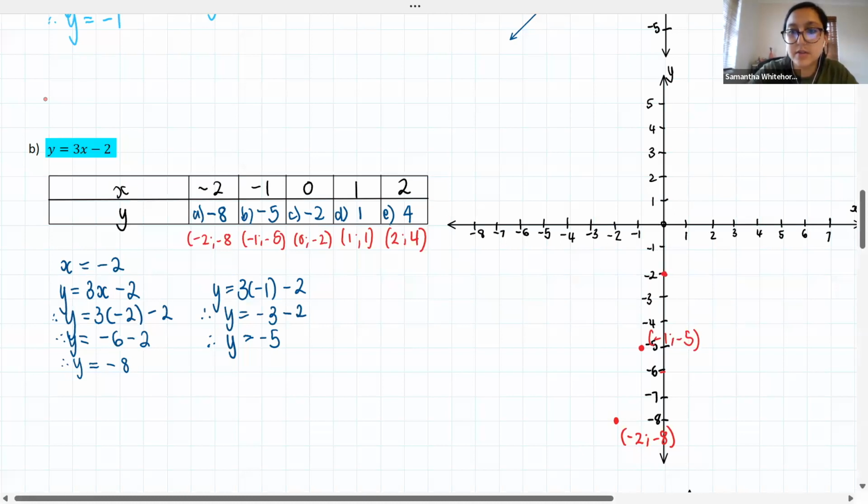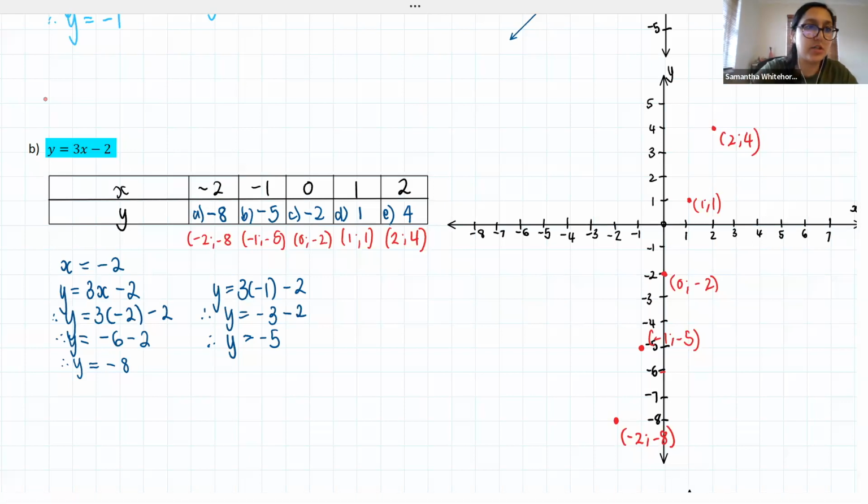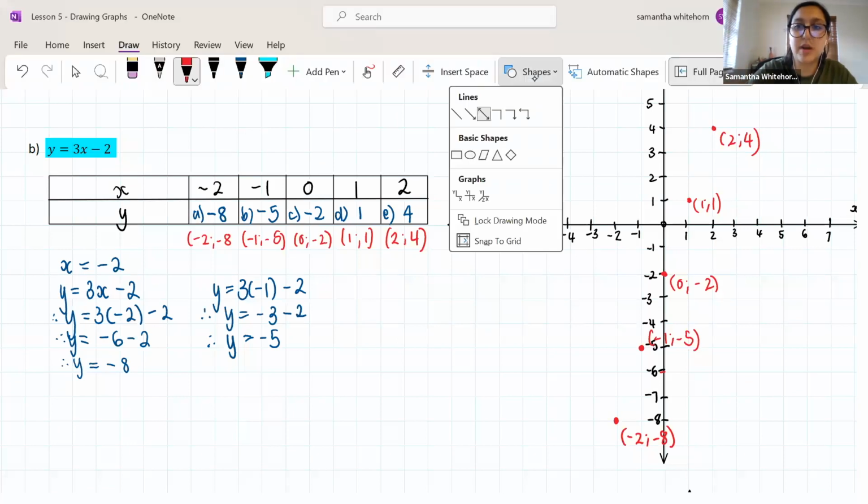0, negative 2, and so we keep going. Now again, hopefully what we're seeing is that as we plot these points, they're forming this relationship, and we can see that we're able to draw in a line to represent this relationship. Right, so you grab your ruler. It has to be with a ruler, especially if it's a straight line relationship.